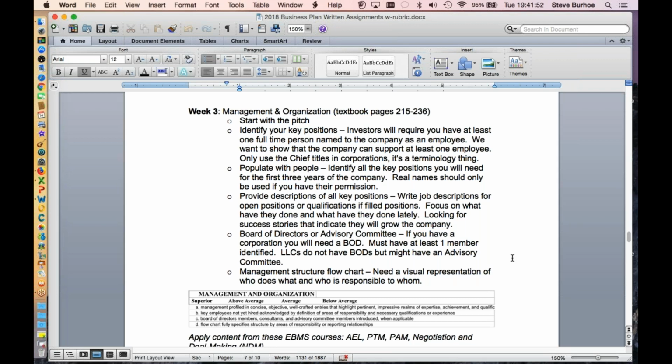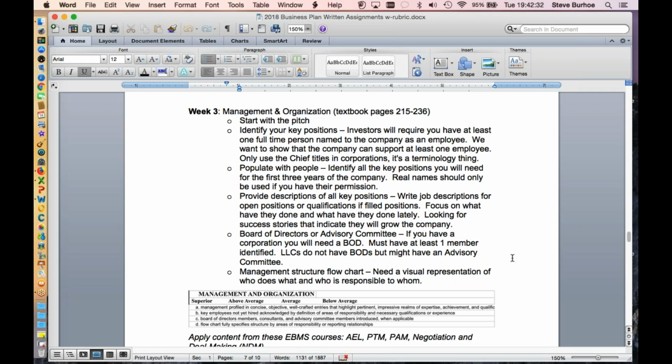And some people, like my wife's company, put people on the board because they worked for Apple, and as a result, they got discounts on Apple products. So there's lots of reasons to put people on the board. The key thing is they're going to give you support. And again, a corporation must have a board of directors. An LLC does not, because the members are basically the board. So don't tell me I'm an LLC, I don't need a board. I know that. Just tell me I'm an LLC, you might have an advisory committee.